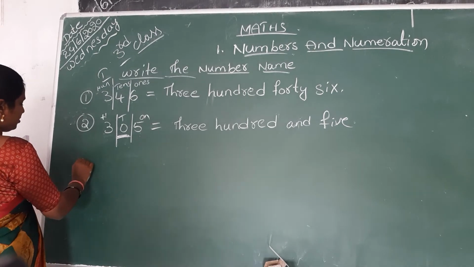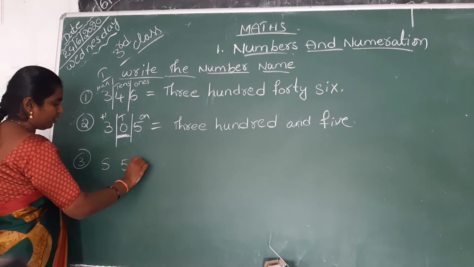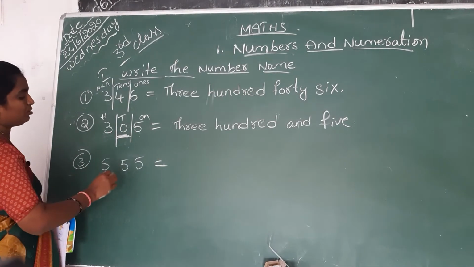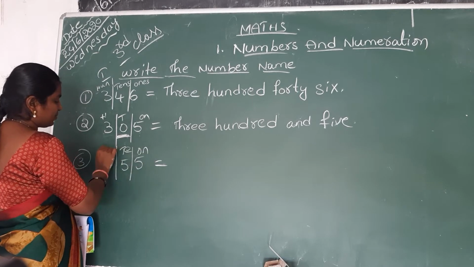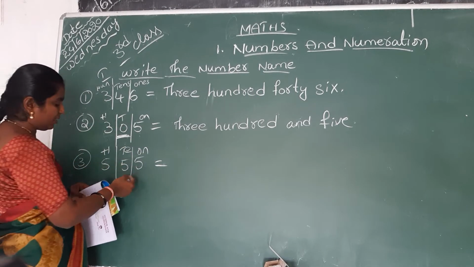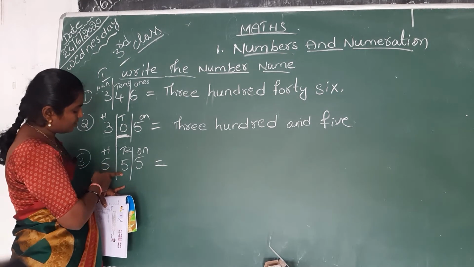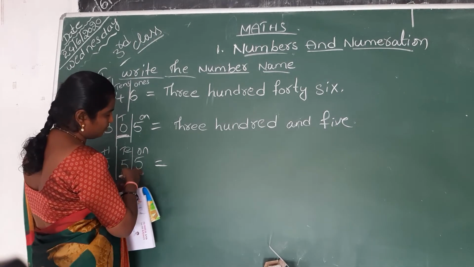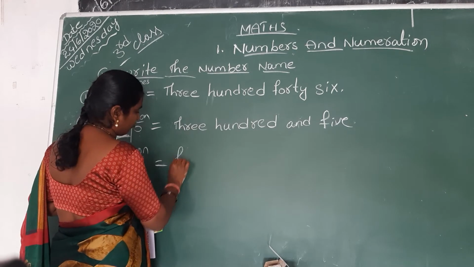So next, the third problem, again I will explain the third one. If you want to write a number name, first thing you have to do is write the place values of the number: 1's place, tens place, hundreds place. Start reading the number. 5 is in hundreds place, so 500. Next 5 is in tens place, 50. Next 5 is in ones place, 5. So what is the number?